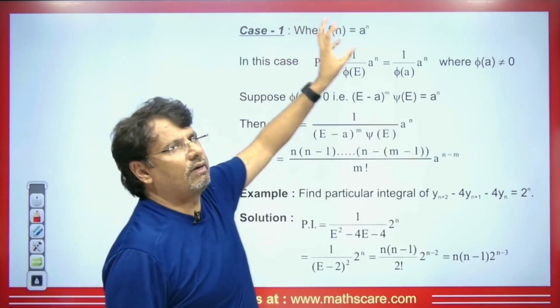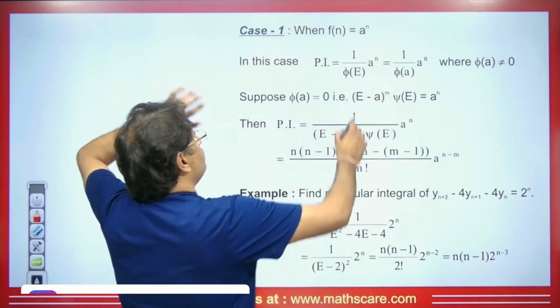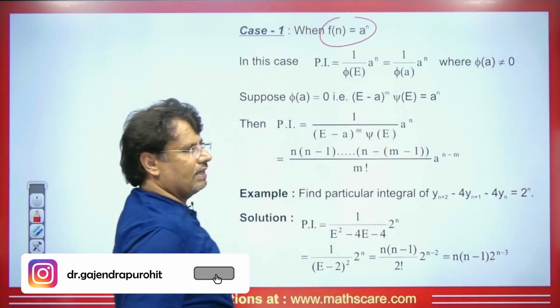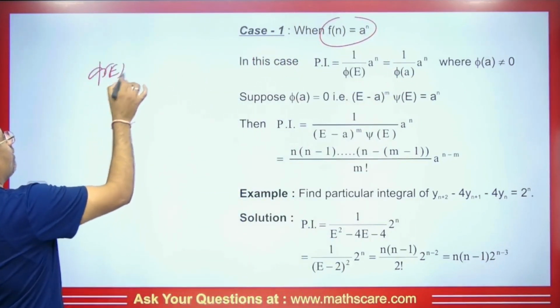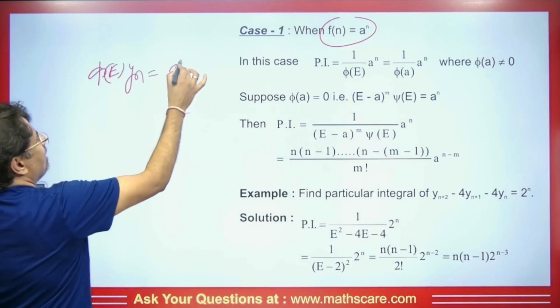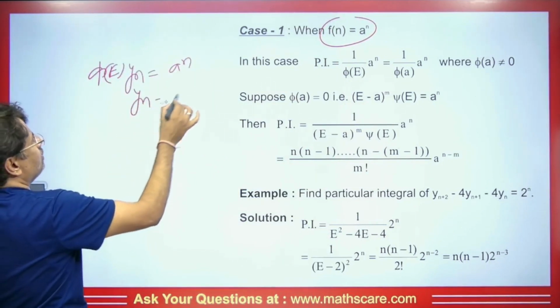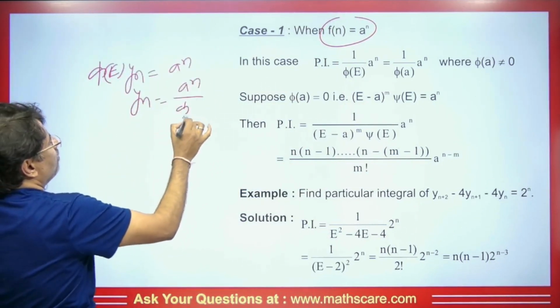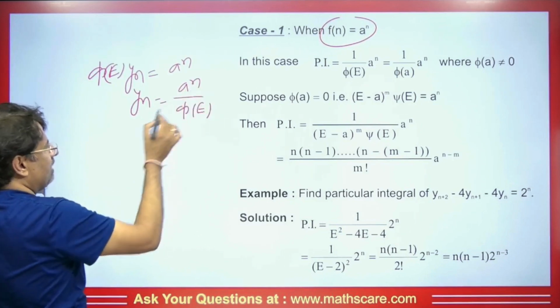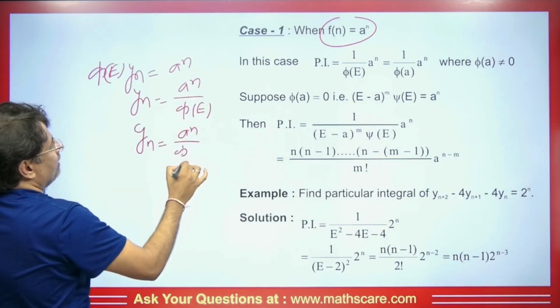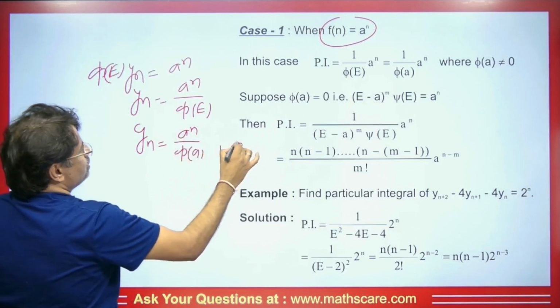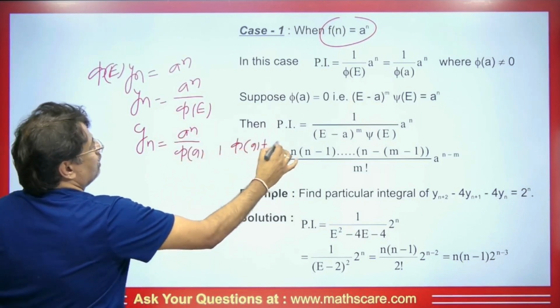First of all, we'll talk about the a power n type of function. If the function we have is a power n type, what will we do? We have an auxiliary equation phi(E), and here we have y_n, and suppose this is a^n. So students, y_n is equal to a^n upon phi(E). Wherever there is an E, we will put a, but the a that we have should not make phi(a) equal to 0.